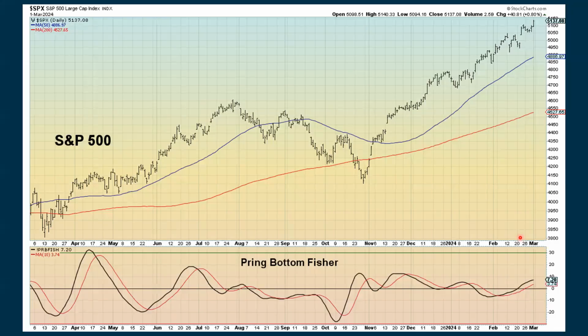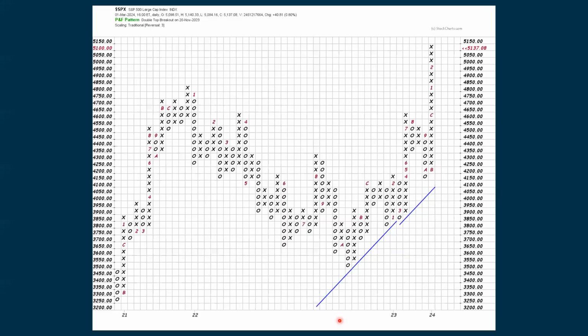Then this is the Pring bottom fisher, which is trying to give us a buy signal, which I guess is pretty good since the market's been going up. But we typically use this when the market's really going down, down, down quickly. And then these lines cross, and sometimes that can be a very helpful buy signal. The point and figure chart didn't generate any new X's or O's, even though we're going up. And we're still working off of the pattern that was triggered last November of a double top breakout. And so far, this is still looking quite positive.